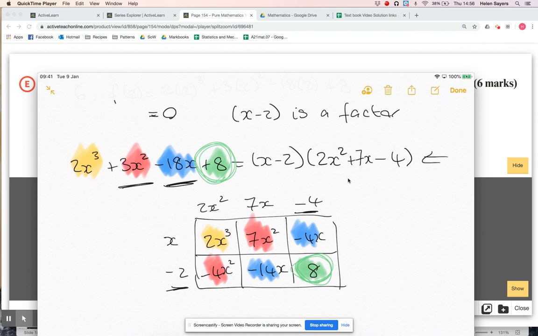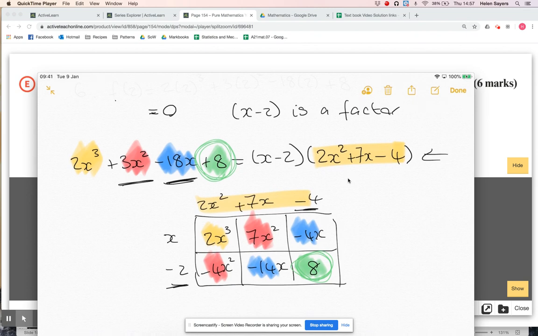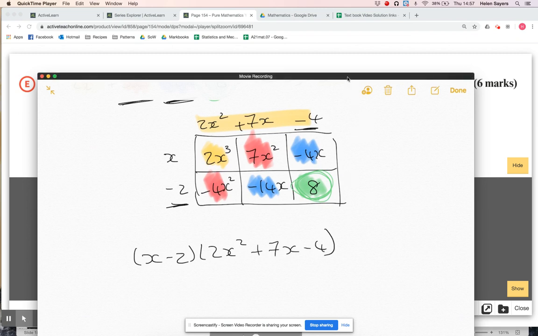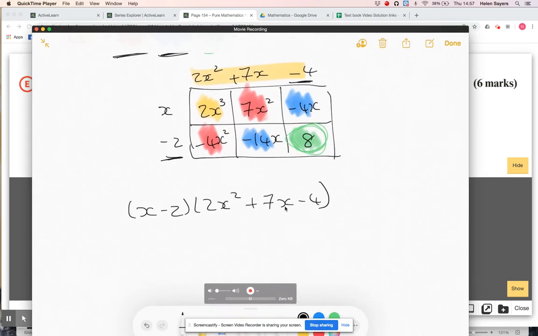Okay, so you can see we've ended up with the same quadratic either way. Obviously when you haven't got anything written there, that means it's a plus 7x. Okay, so let's just double check, because that might be our final answer. So this is where we've got to so far. The question just says factorize completely. So if this quadratic doesn't factorize, then that is factorized completely.